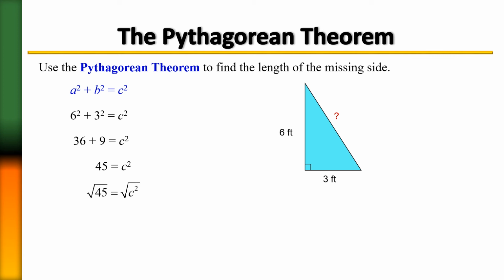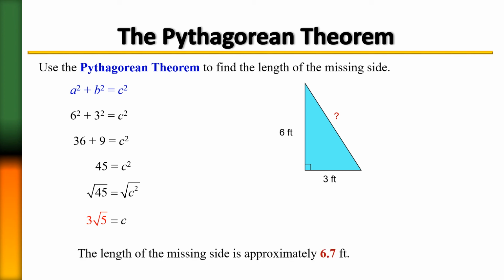45 is not perfect, but it does have a perfect square inside of it. It has a perfect square of 9 inside, so you're going to have to simplify it. Once you simplify, you're left with an answer of 3 radical 5. Or you can simply type square root of 45 into your calculator and present your answer in decimal form, which is approximately 6.7. Since we're talking about feet here, the missing side is approximately 6.7 feet.